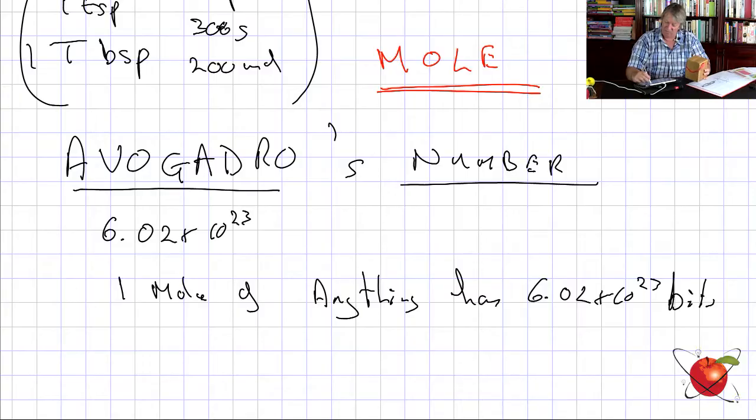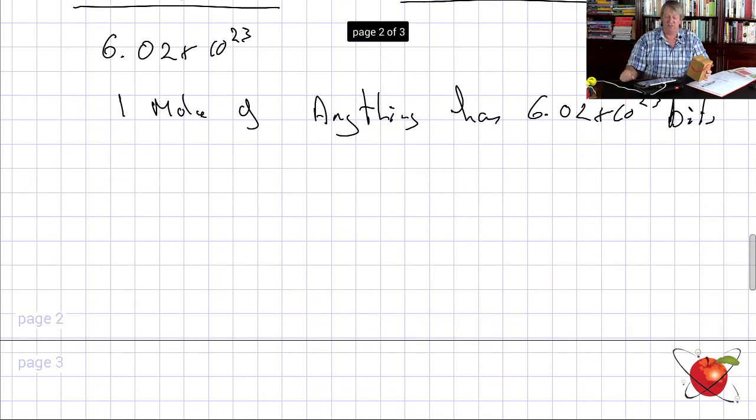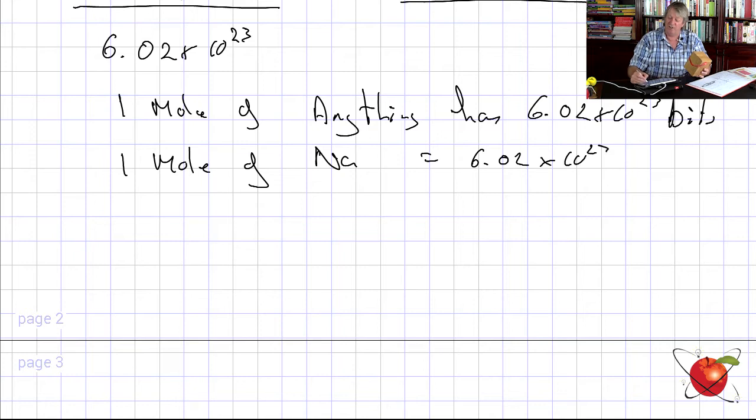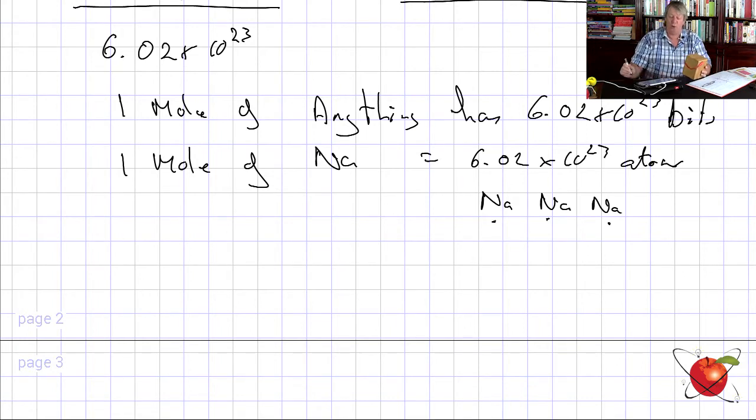So 1 mole of electrons contains 6.02 times 10 to the 23 electrons, right? Okay. 1 mole of bananas, 6.02 times 10 to the 23 bananas. 1 mole of sodium has got 6.02 times 10 to the 23 atoms. So if I counted all the Nas, okay, I'm going to count them up, I'm going to get that big number of them, and we just call that a mole.